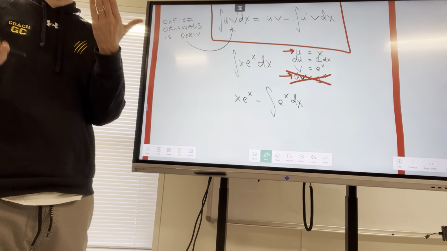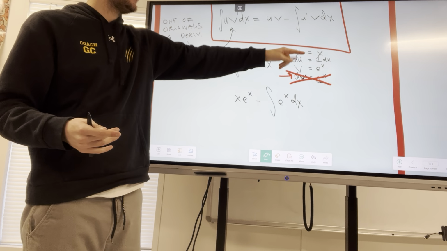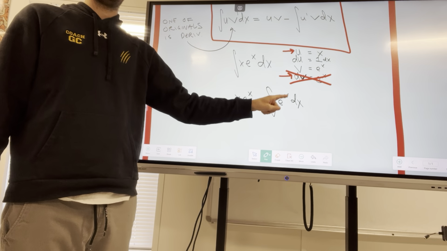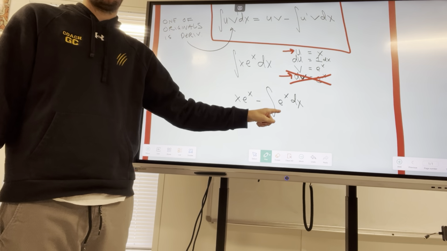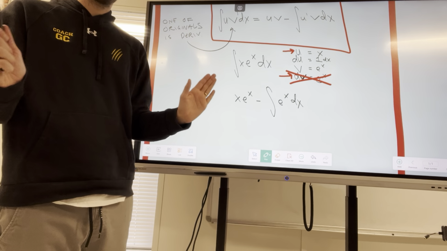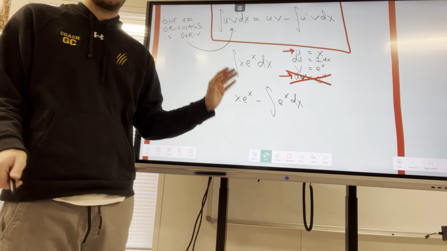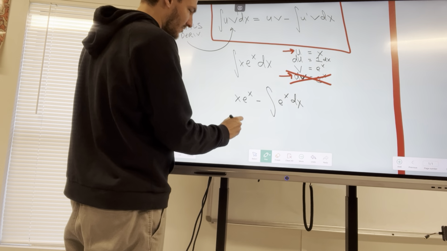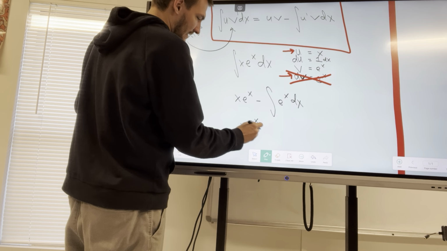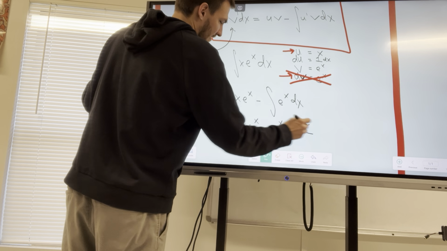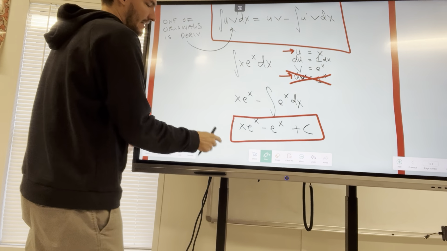Or remember, we had that 50-50 chance of how to pick these two. If you picked them wrong, instead of this being easier than before, it will be harder than before. And if it's harder than before, just stop and say, oops, I messed up, start over and pick it the other way around. So let's finish this question. The integral is easy. It would be negative e to the x plus c. And here is our answer.